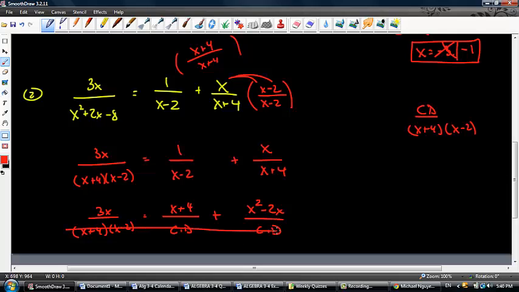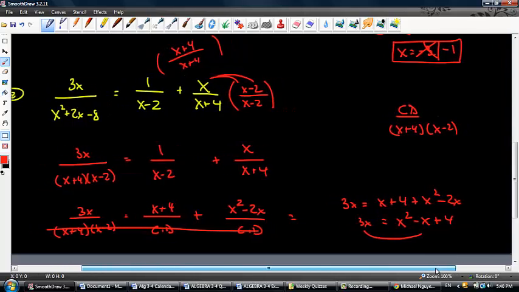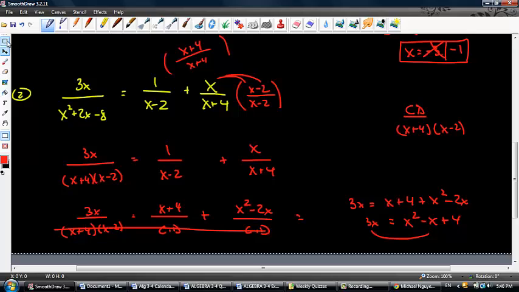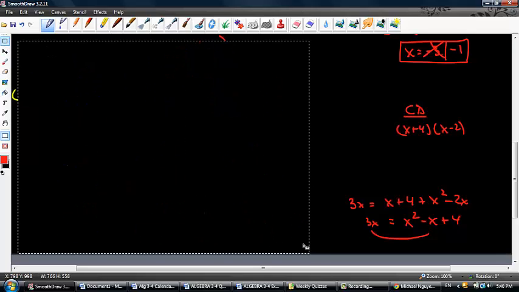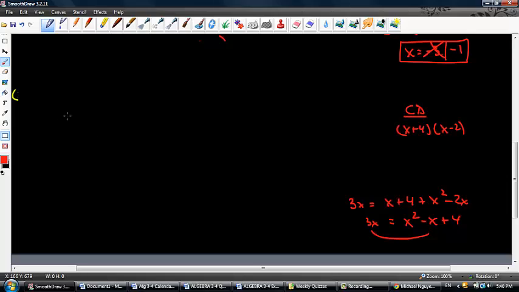Since all my denominators are the same, they all go away. So it's the same thing as the last problem. I get 3x equals x plus 4 plus x squared minus 2x. Let's combine what we can. This is going to be x squared minus x plus 4 equals 3x. If I move 3x over, what I get is x squared minus 4x plus 4 equals 0.